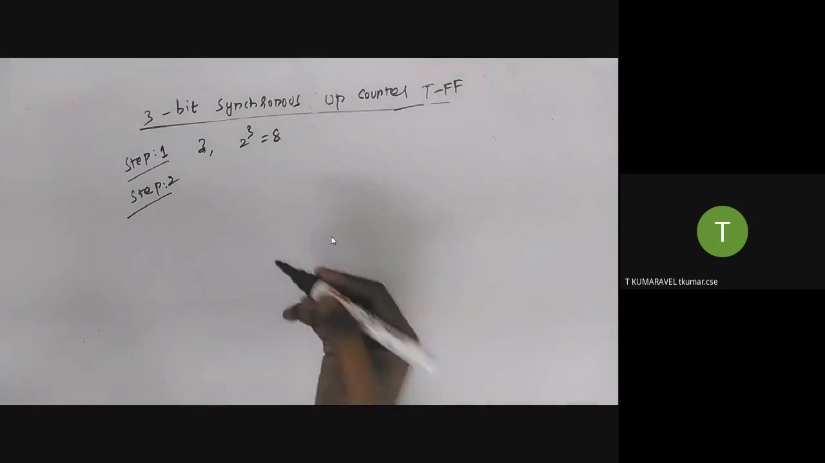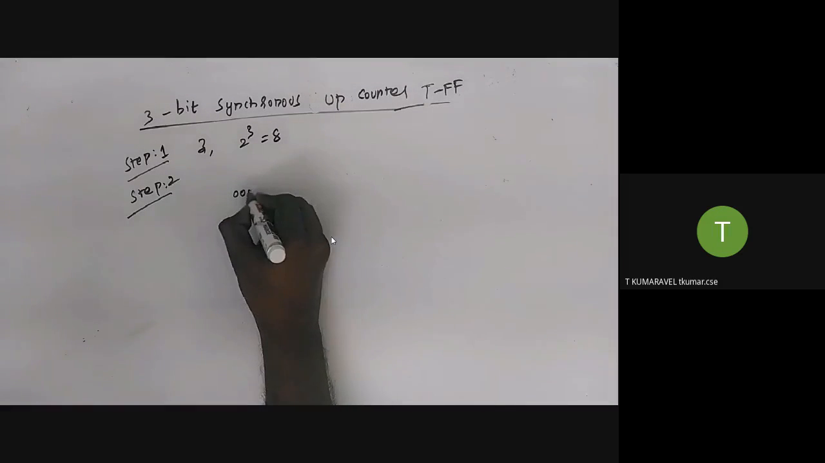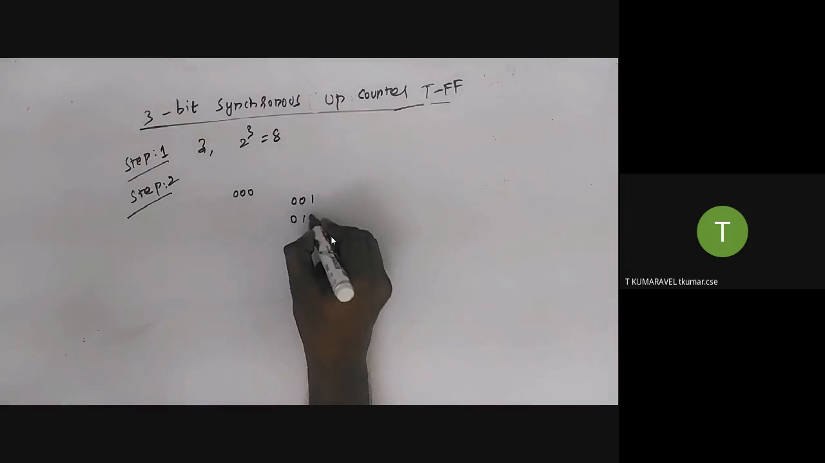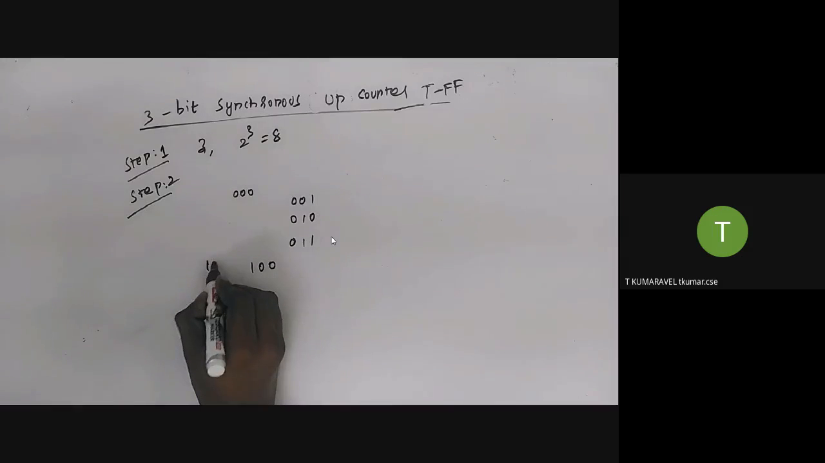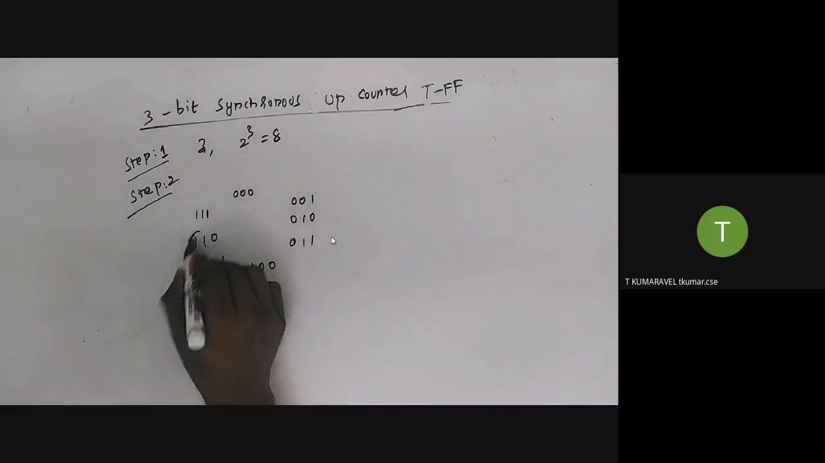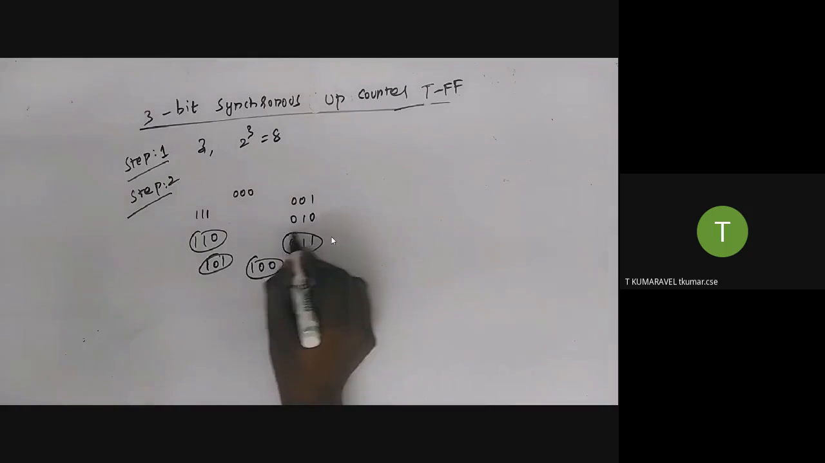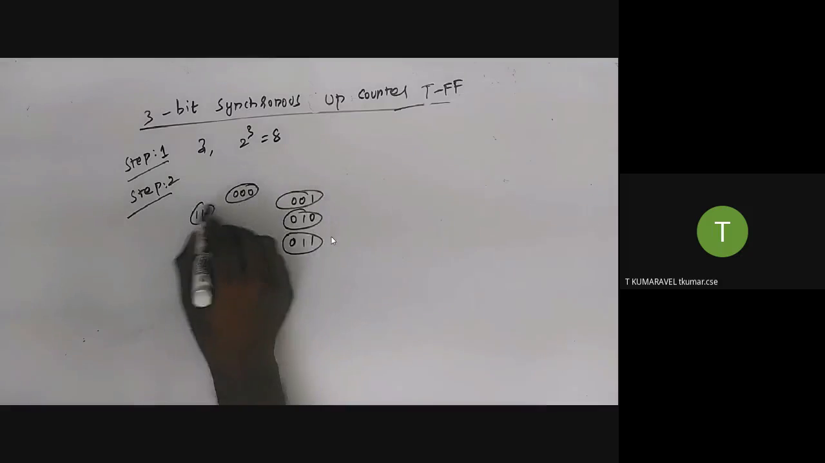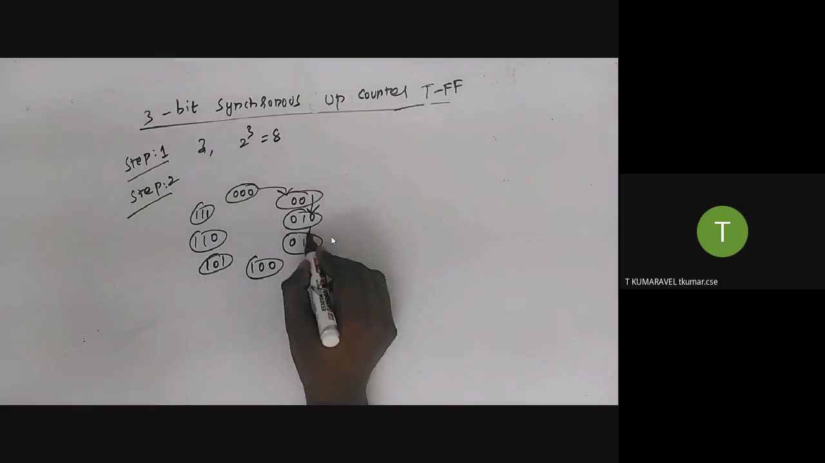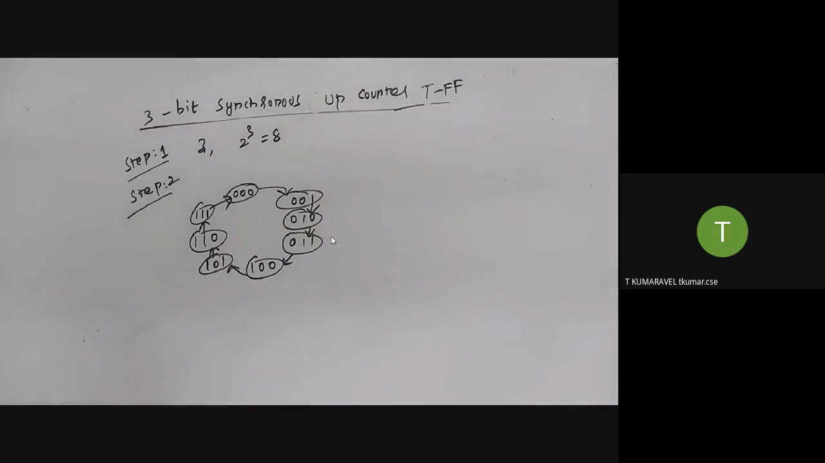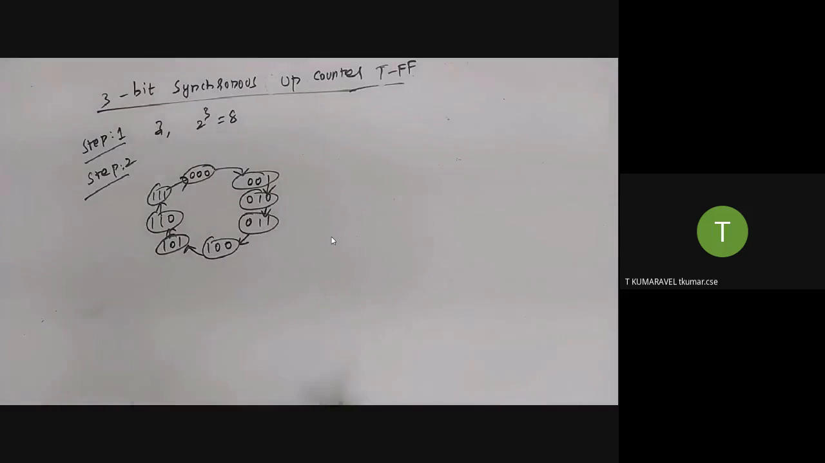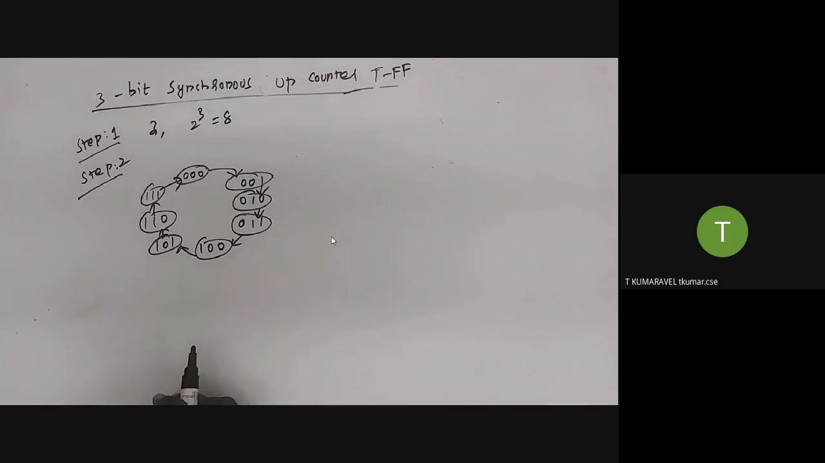So what are the possible states? 0 0 0, 0 0 1, 0 1 0, and then 0 1 1. Next 1 0 0, and then 1 0 1, 1 1 0, next 1 1 1. This is an up counter, so it keeps on incrementing the value. The flow goes from here to there, here to there, all the way around. This is the state diagram of the up counter. So do you have any queries? No, sir. Okay. What is the next step?